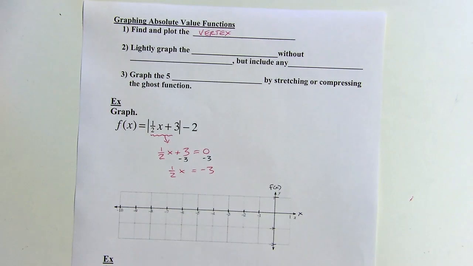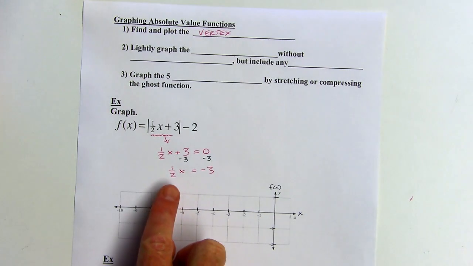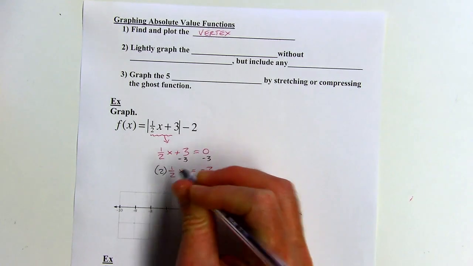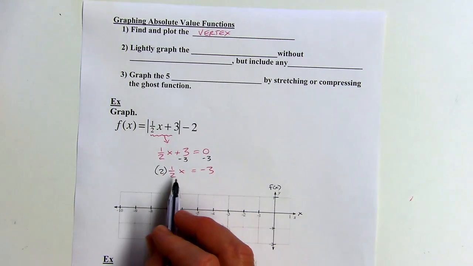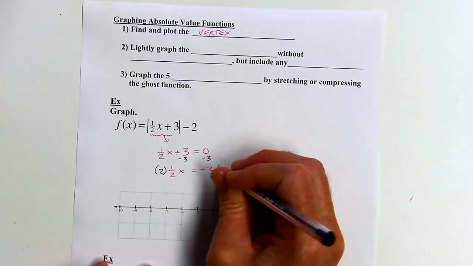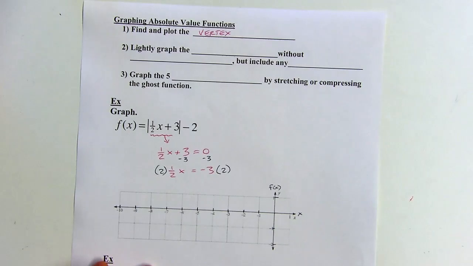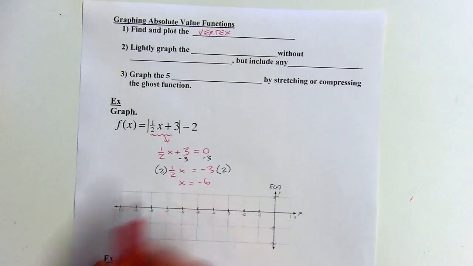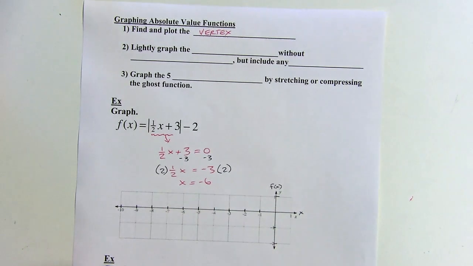Okay, and then I still want to get x by itself. So what I'm going to do here is multiply both sides by 2, because 1/2 times 2 is just 1, and then I'd end up with just x on the left side. Now I've got x equals -6, because those cancel each other, right? Okay, so that's my x coordinate.